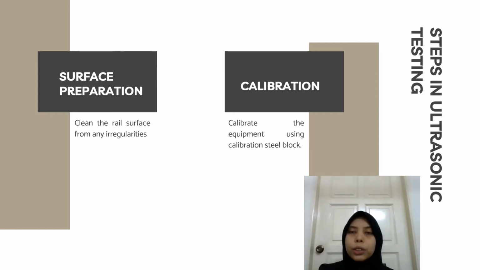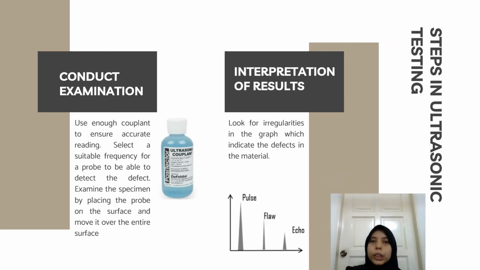Meanwhile, the calibration of the ultrasonic probe is performed with the help of a calibration steel block as the reference piece. Calibration helps ensure the accuracy of test equipment, as accurate measurement is important in determining the quality of components and safety assurance.